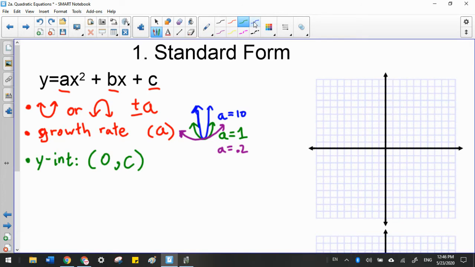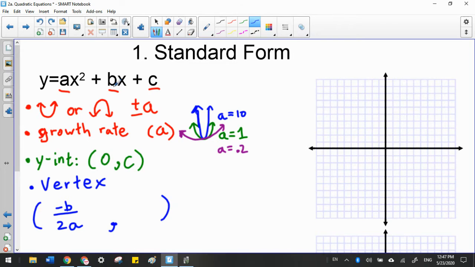And the last thing that we figure out from standard form uses a bit of a formula, but it's absolutely doable as long as you remember the rule and the formula for it. So for a vertex, we need an x value and a y value. The x value is always given by the formula of negative b over 2a.